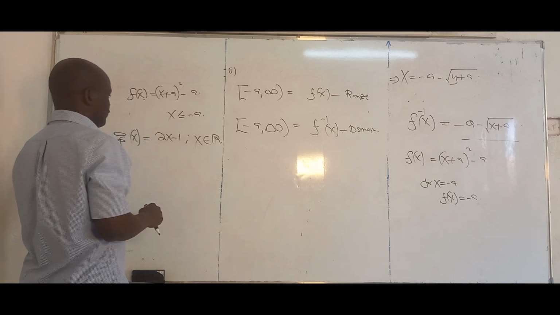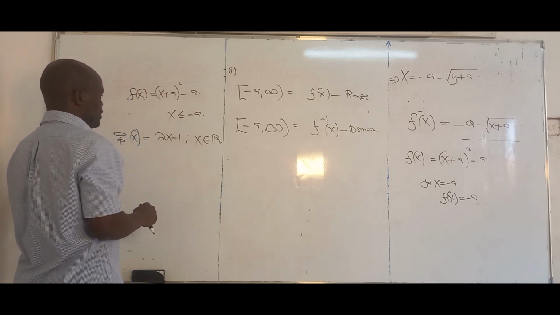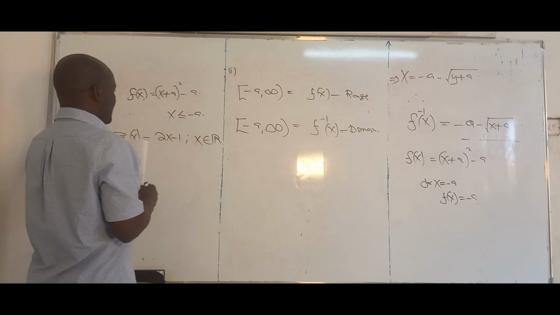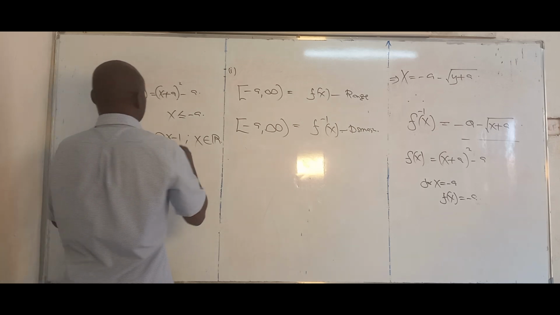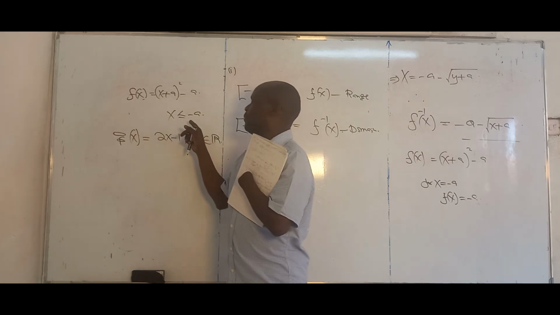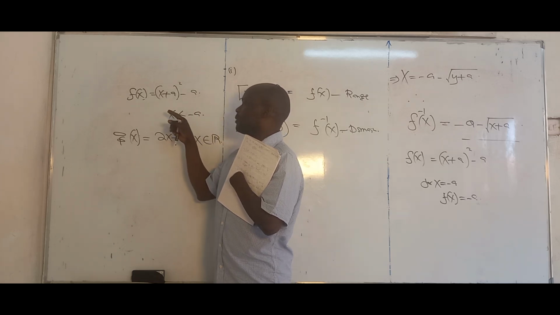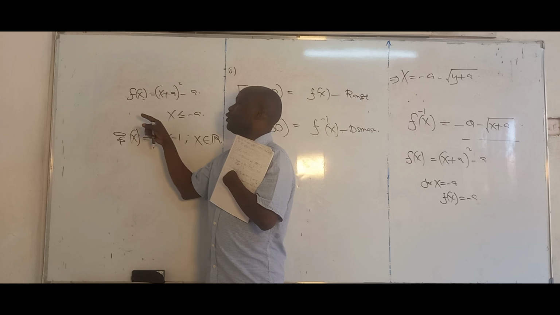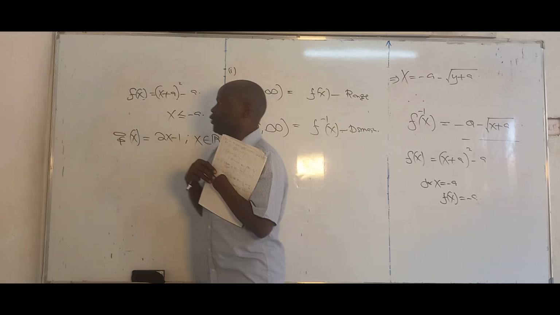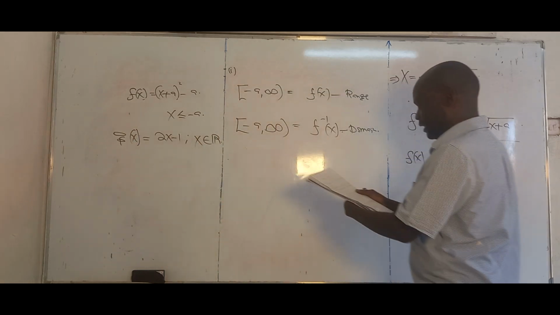So it means that x is less than or equal to minus a. If we took a to be 1 as the constant, then x can take values -2, -3, -4, -5, -6, throughout up to minus infinity.